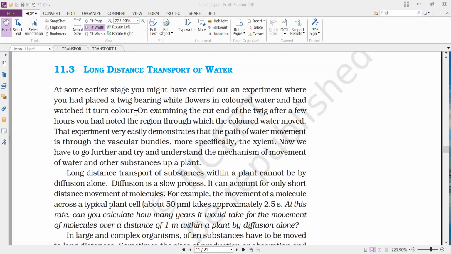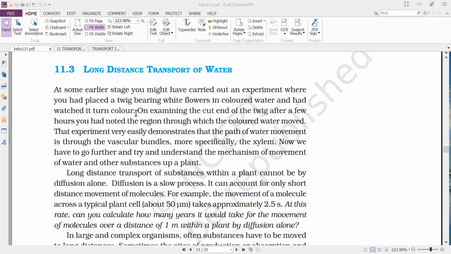So on examining the cut end of the twig after a few hours, we have noted the region through which the colored water moved. We can clearly observe that some region is colored, which indicates that it is the region through which the colored water has been transported from the beaker to the upper part of the twig or to the flower. That experiment very easily demonstrates that the pathway of water movement is through the vascular bundles, more specifically the xylem.